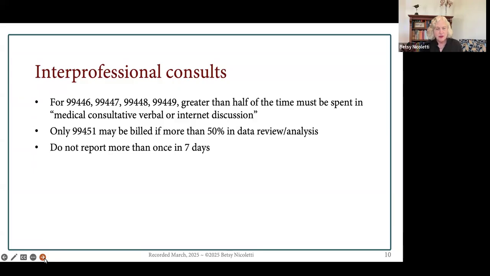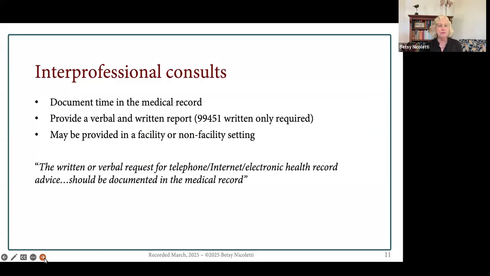So just as a reminder, for 99446 to 99449, greater than half the time has to be spent in this medical consultative verbal or internet discussion. Only 99451 may be billed if more than 50% is in data review and analysis, and we're not allowed to report these more than once every 7 days.